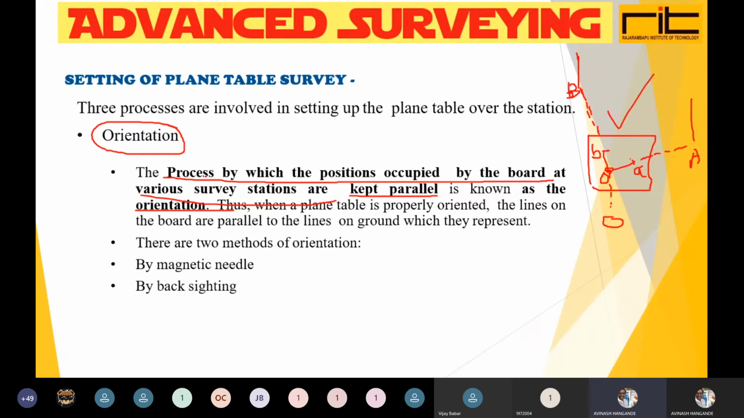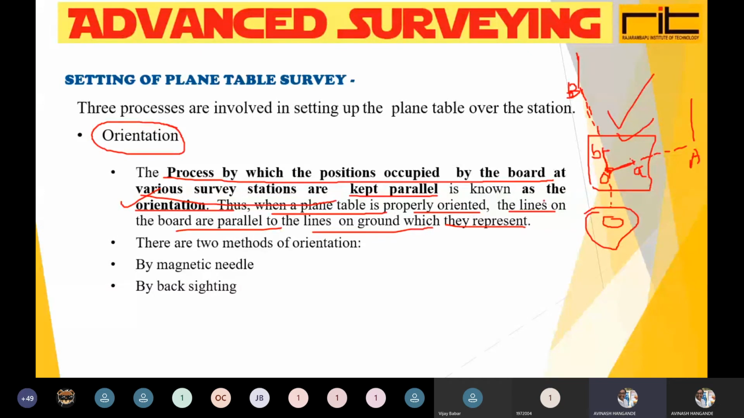So the process by which the position occupied by the board at various survey stations, here survey station O point, are kept parallel, so these positions are kept parallel with the ground position. Whenever this happens, that is known as the orientation. Thus when the plane table is properly oriented, the lines on the board are parallel to the lines on the ground which they represent. That is the explanation that I have given. So this is the orientation.